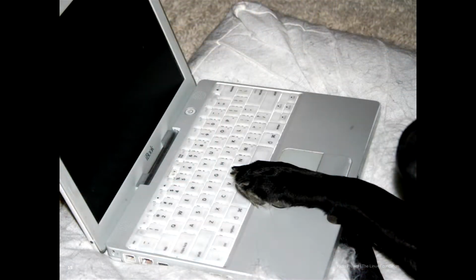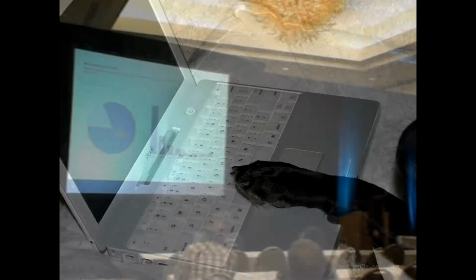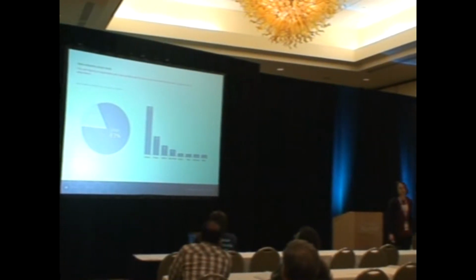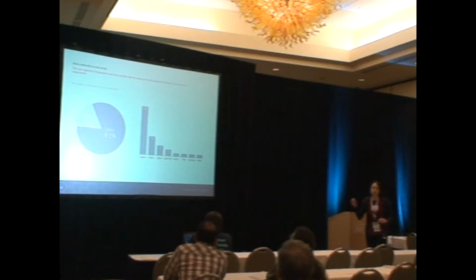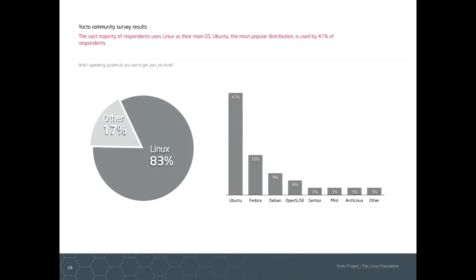The first one was reach. One of the other things I did when I first joined the Yocto Project was run a really short survey among the community members. And one of the things that we asked them was which kind of computer they do their day-to-day work on. The vast majority of people use Linux, but there were 17% that were on other platforms.